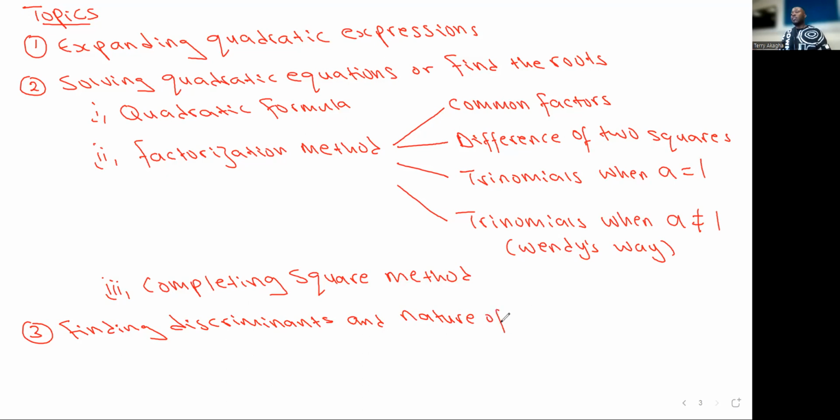So we're going to talk about that: the nature of roots of the quadratic equation. We're going to talk about finding the discriminant and the nature of roots. Then when we're done with finding the discriminant, the next thing I'm going to show you is how to find the vertex. I'm going to talk about the vertex very soon.